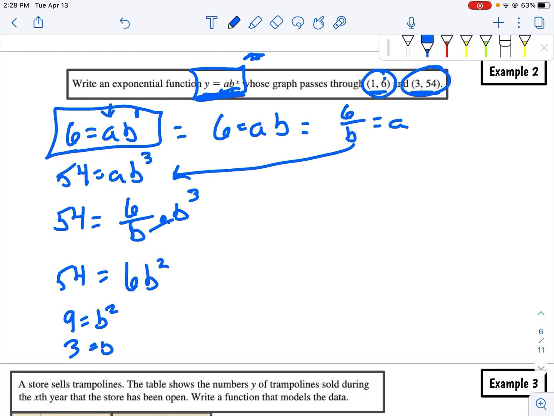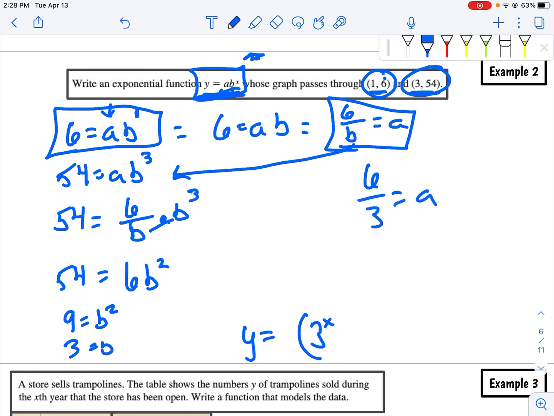So if we write an equation or a function in this form, we still don't know what a is, but we just found that we'll have 3 to the x. Now to figure out what a is, we can look back to what we solved for here. Right? We know that a has to equal 6 over b. So if we plug our 3 in for b, we'll find that a equals 2. And now we have an equation. Right? We filled numbers in for a and for b.